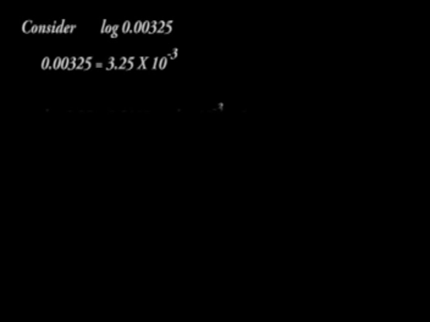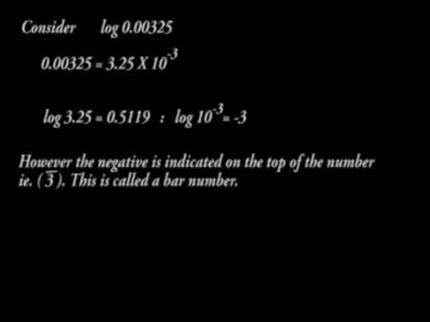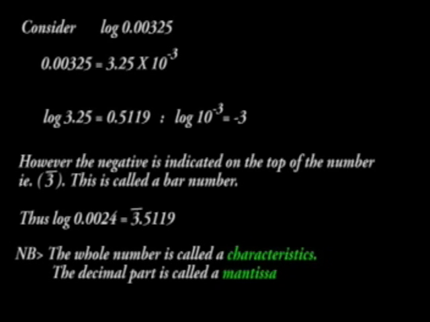Log 3.25 is 0.5119. Log of 10 to power negative 3 is negative 3. However, the negative is indicated on the top of the number, that is 3 bar. This is called a bar number. Thus, log 0.00325 is equal to 3 bar 0.5119. Note that the whole number is called a characteristic. The decimal part is called a mantissa.